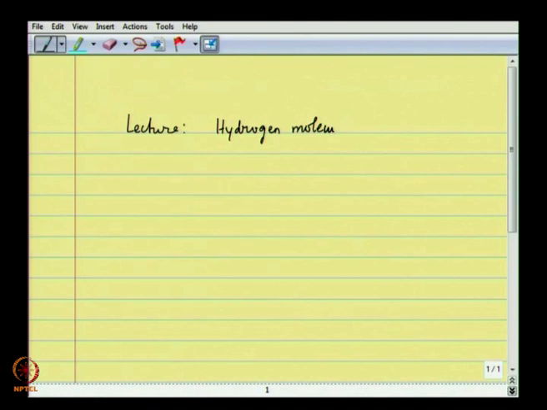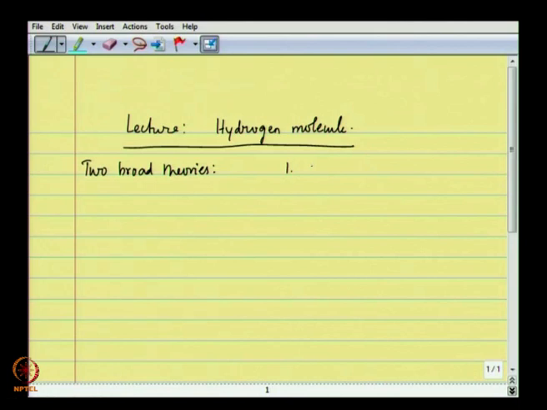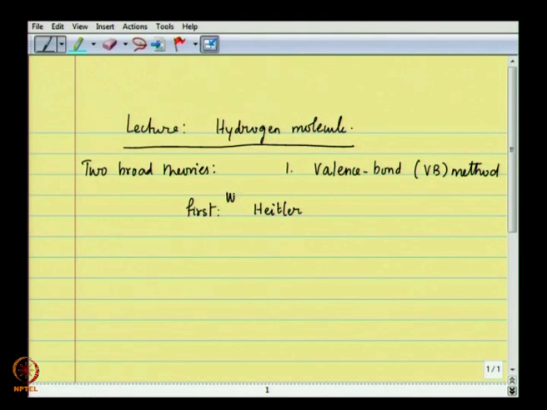We shall look at it with the help of two broad pictures, two broad theories: the valence bond theory or valence bond method, often called the VB method, first proposed by Walter Heitler, I think, I have to check my history, Walter Heitler and Fritz London, in 1927, the year when Born and Oppenheimer also published the approximation for molecular systems and for solving the Schrodinger equation.